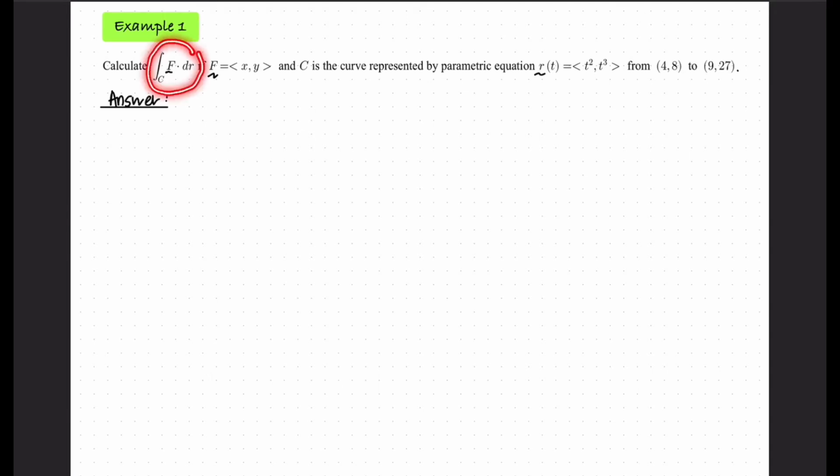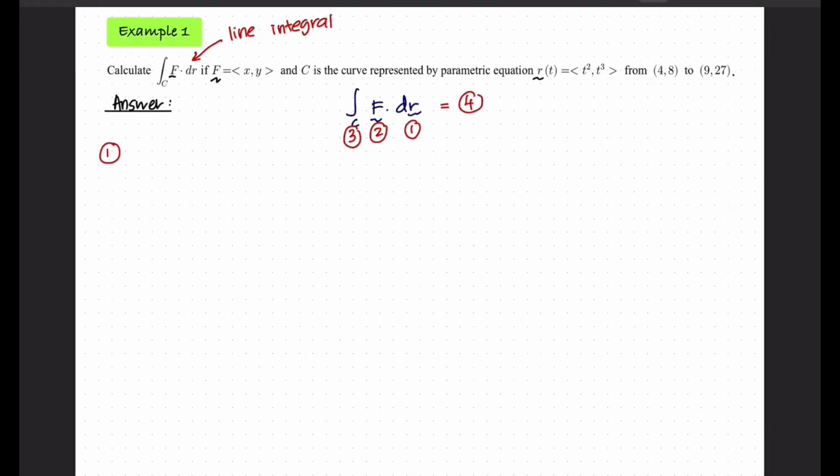Calculate the integration of F dot dr. So this is the line integral. The formula for line integral: if vector F is given by (x, y) and C is the curve represented by parametric equation r(t) from these 2 points, then the line integral is given by this formula, F dot dr. The first step is to find dr. Then second, F(t). Then the third step is to find the limit. And then last, integrate. To calculate dr, you must find r(t).